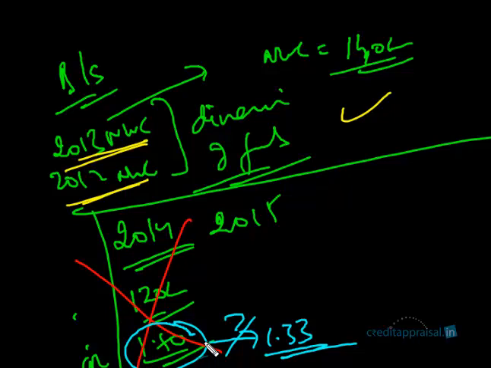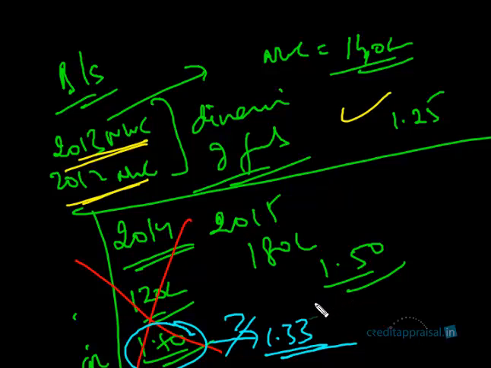But then, what will the company do? The company will provide an inflated, rosy picture of the current ratio. It will say, for example, the current ratio is 1.25, and now the current ratio will improve to 1.50.